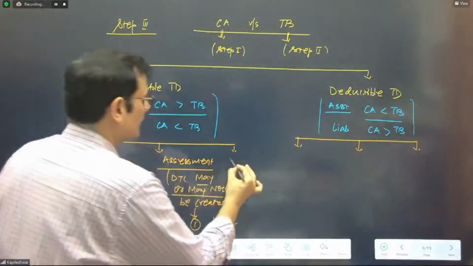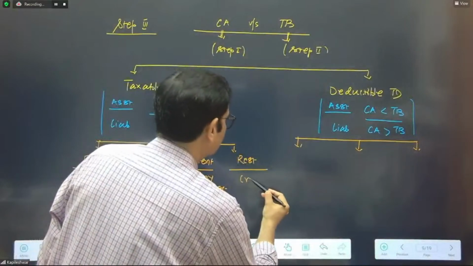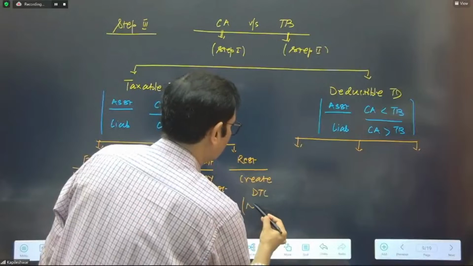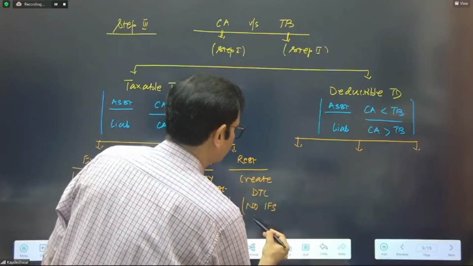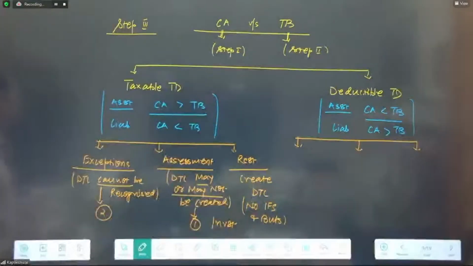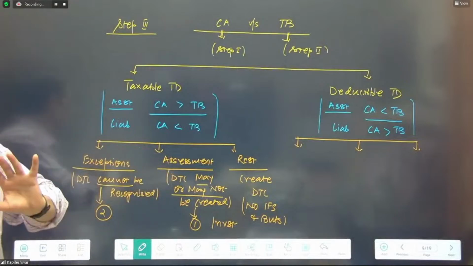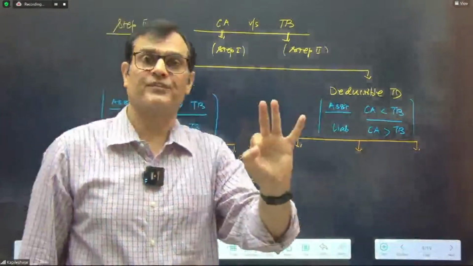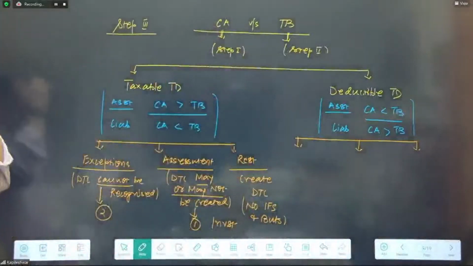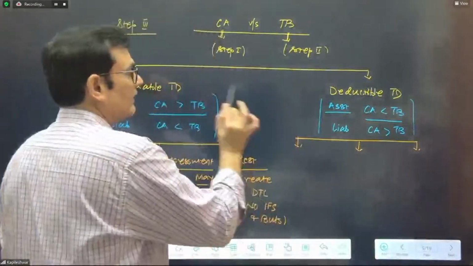And then we can say that for the rest of the cases, we create a DTL, and I'm saying no ifs and buts. There are no preconditions to create. So get this very clear: 2 exceptions, 1 assessment, and in all the rest of the cases, I'm going to recognize a DTL. Okay, now let's come to the other part, and that is deductible.